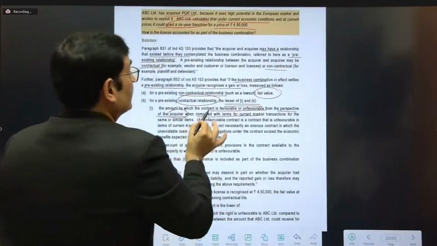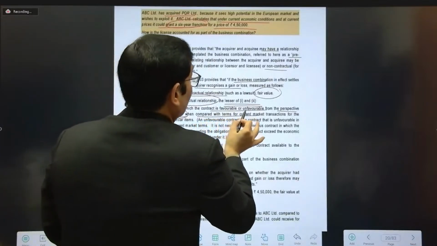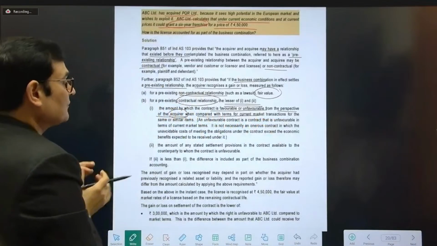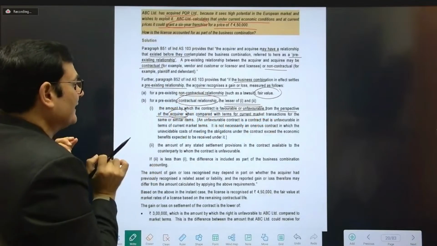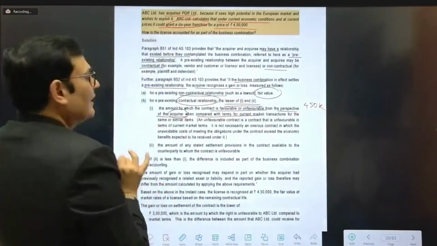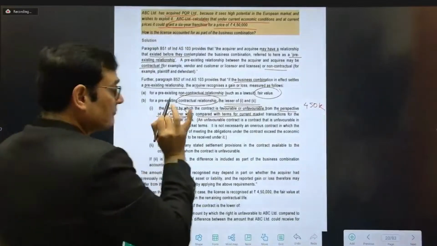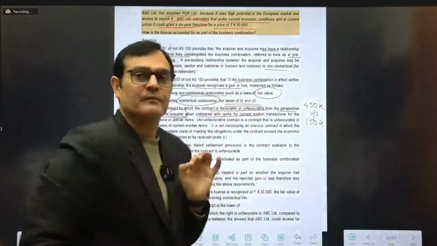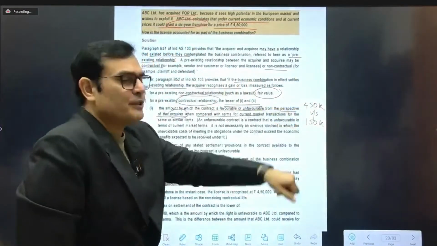So you need to calculate the amount by which the contract is good or bad from the point of view of the acquirer. So in this particular case, we can say, if I would have granted the right on the market terms today, I would have given it at 4,50,000. And you need to compare it with the book value of this right. The company which you're acquiring, PQR, has a book value of this right at 150. So when you're going to acquire this right, you can say the market value of this right is 450.